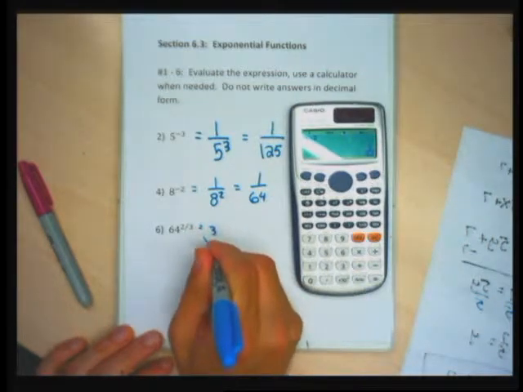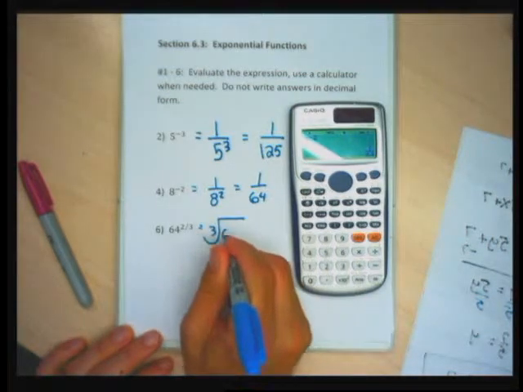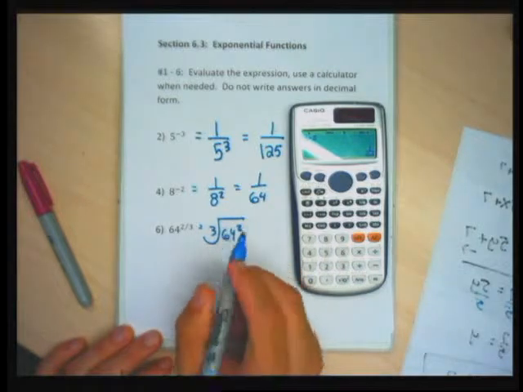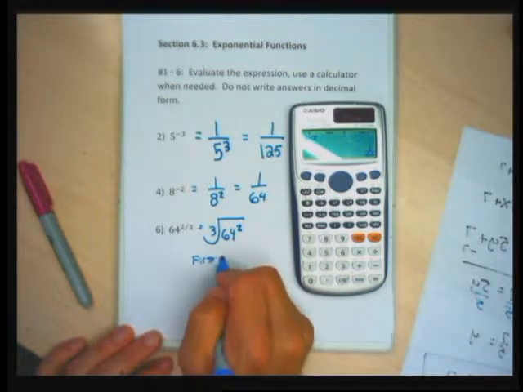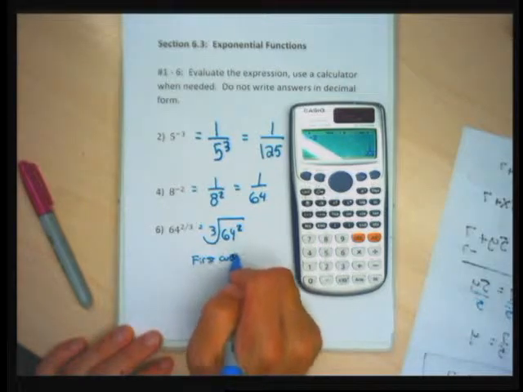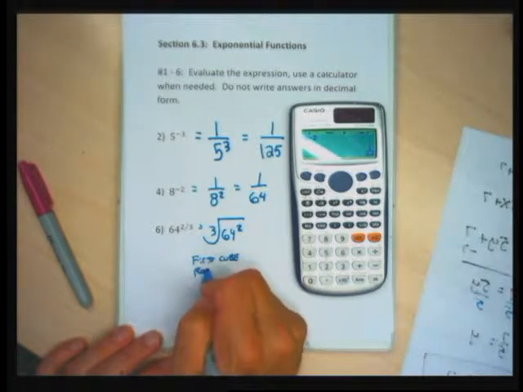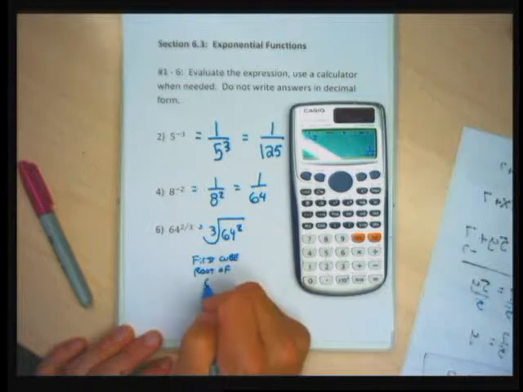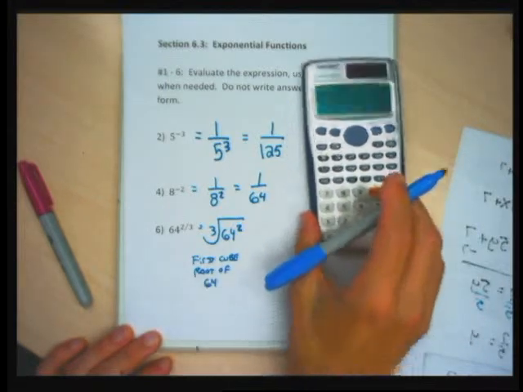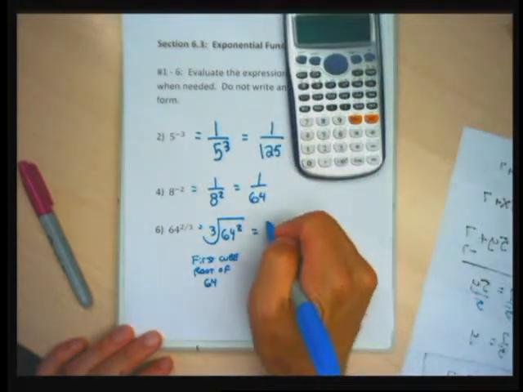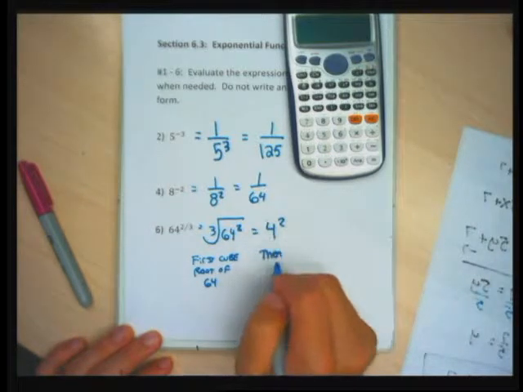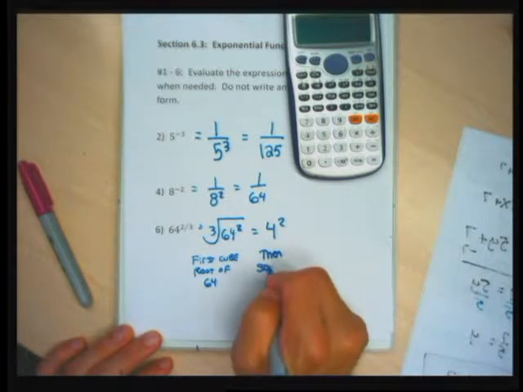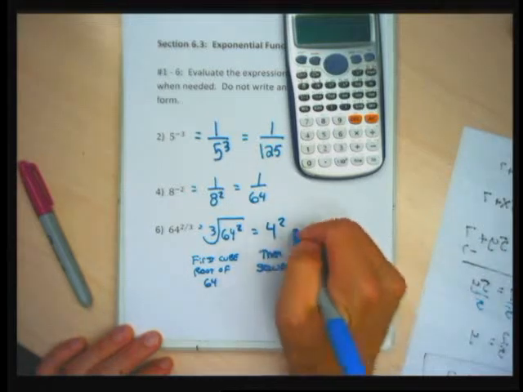This is the cube root of 64 squared. By hand, first, I'm going to find the cube root of 64, and that's 4, because the cube root of 64 asks the question, what number times itself 3 times is 64? That's going to be 4. I haven't done the squaring yet, so now I'm going to square, and 4 squared is 4 times 4, which is 16.